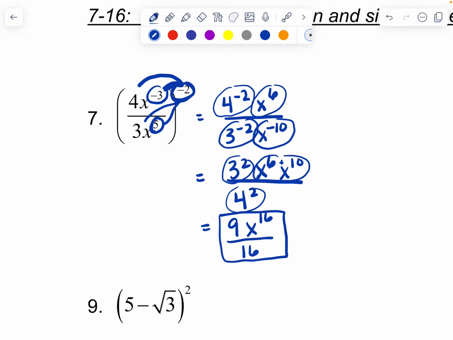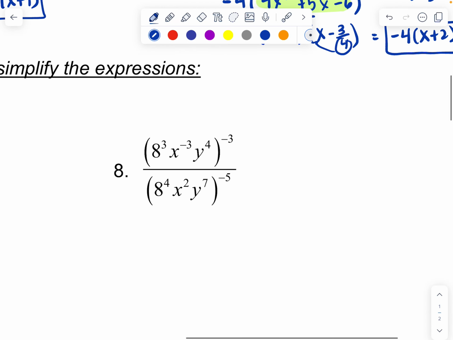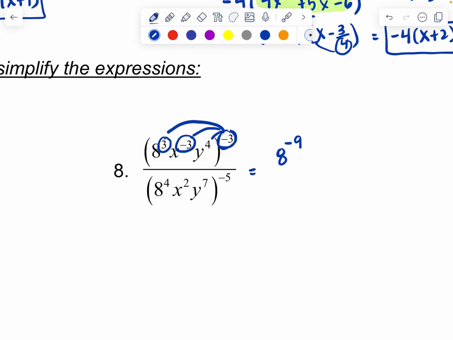All right? Okay, number 8 is just a more complicated version of that, so let's go ahead and do number 8. All right, raise everything to the negative third power. Remember, power to power, you multiply, right? And if you notice, all of these are power to power, okay? So the first one's going to be 8 to the 3 times negative 3, which is negative 9. Then we're going to have x to the negative 3 times negative 3, which is x to the positive 9. And then we have y to the 4 times negative 3, which is y to the negative 12.